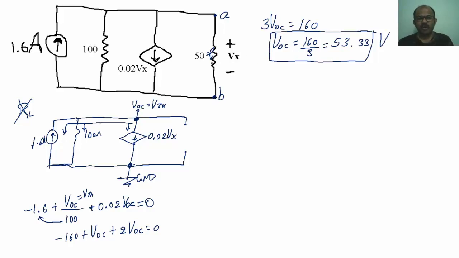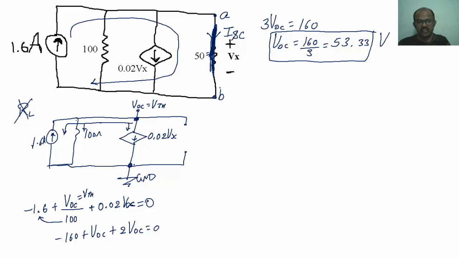Now if I want to calculate the short circuit current, I have to replace this 50 ohm by a short circuit. When I replace it by a short circuit, that current I am going to call the short circuit current. So you have to calculate this short circuit current. What is its value? This entire 1.6 amperes will choose this path only.